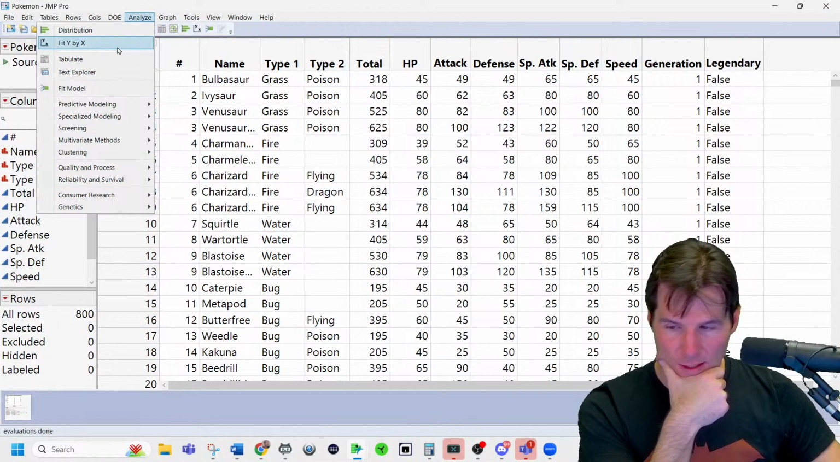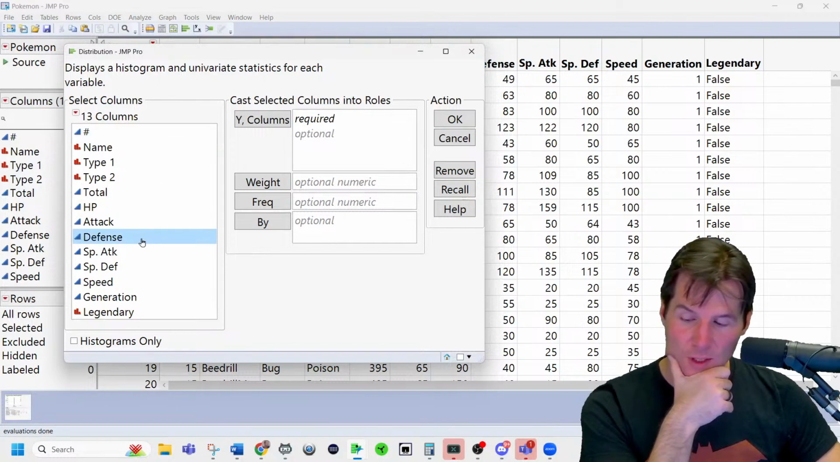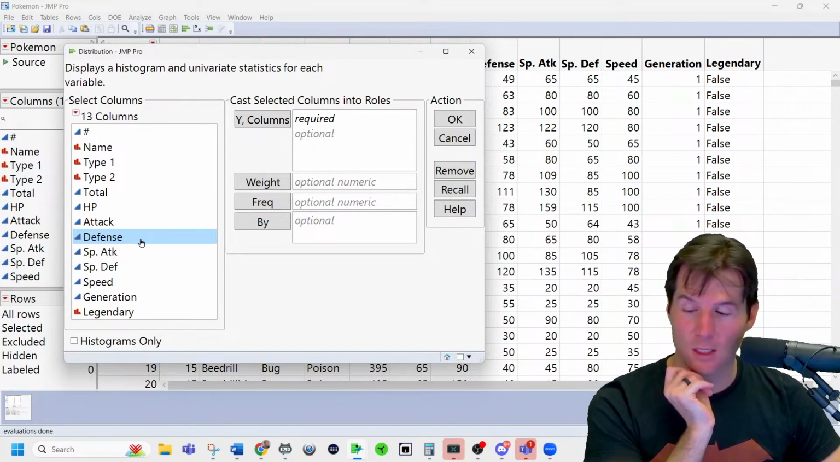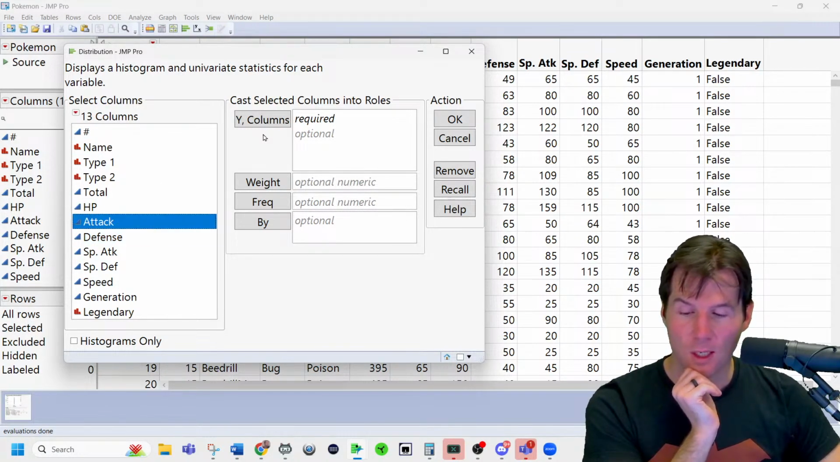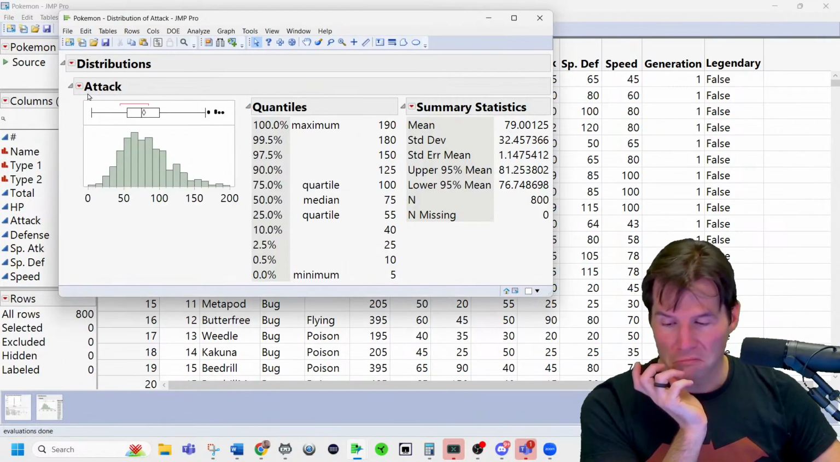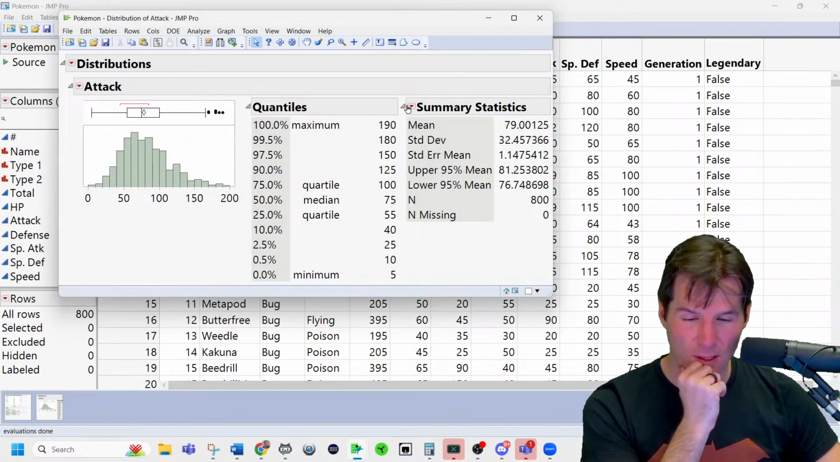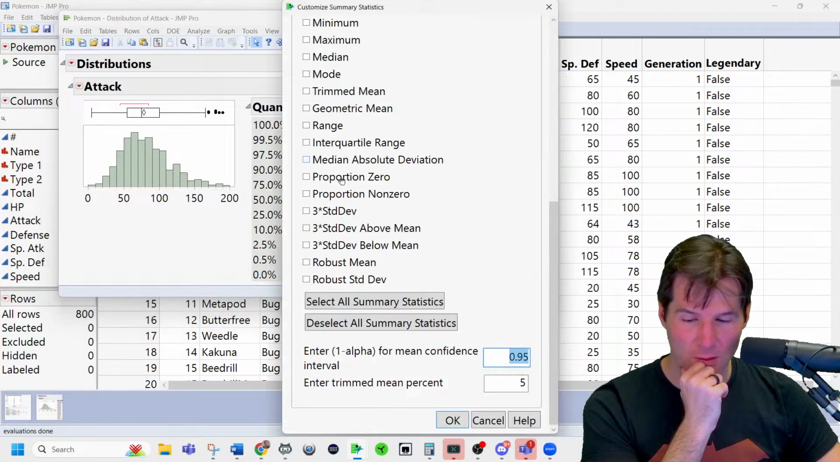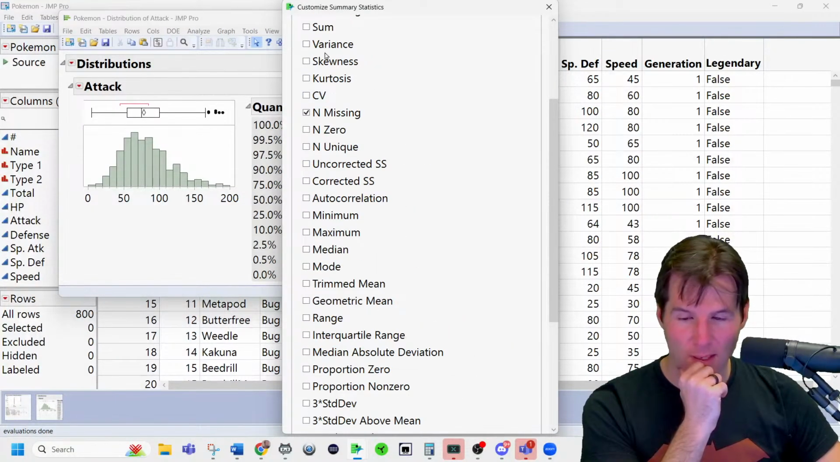We go here to analyze distribution, because that's how we look at quantitative data, univariate, its distribution. We look at attack, and here's how the histogram looks. A little bit of right skew. You can analyze that right skew by actually finding the skewness of it, and it's definitely got positive right skew to it.